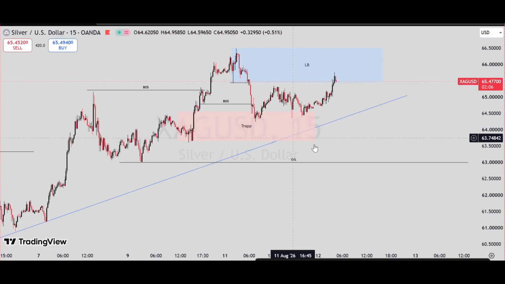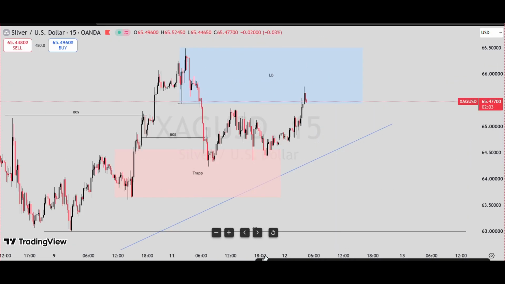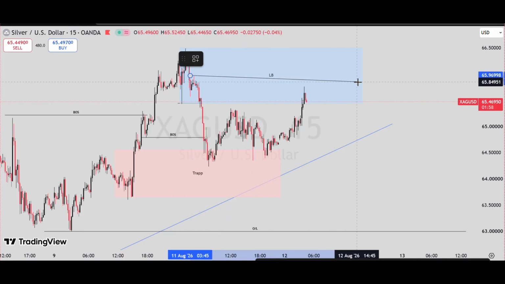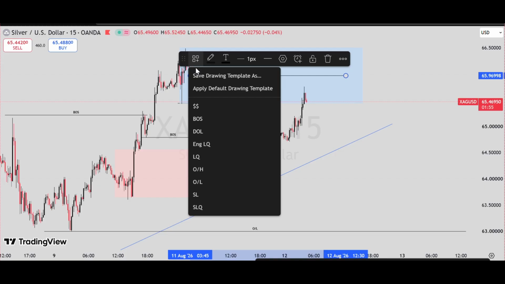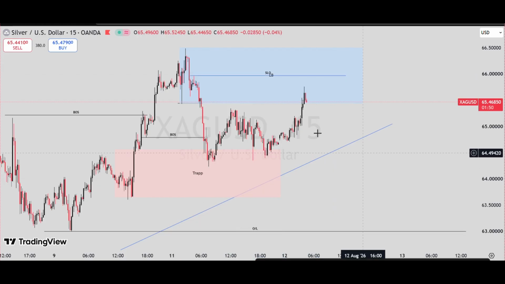If these sellers are induced and they are trapped here, where is the liquidity? So just the same process, repeating the same thing. I can see that I have what? Structural liquidity resting above that high. So for me, where do I have structural liquidity? Okay, so for me, I'm actually going to wait for this structural liquidity to be taken out before I enter the trade.